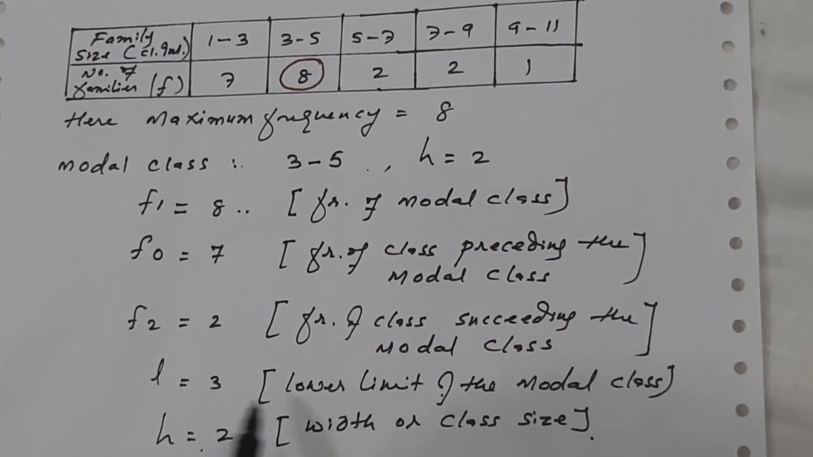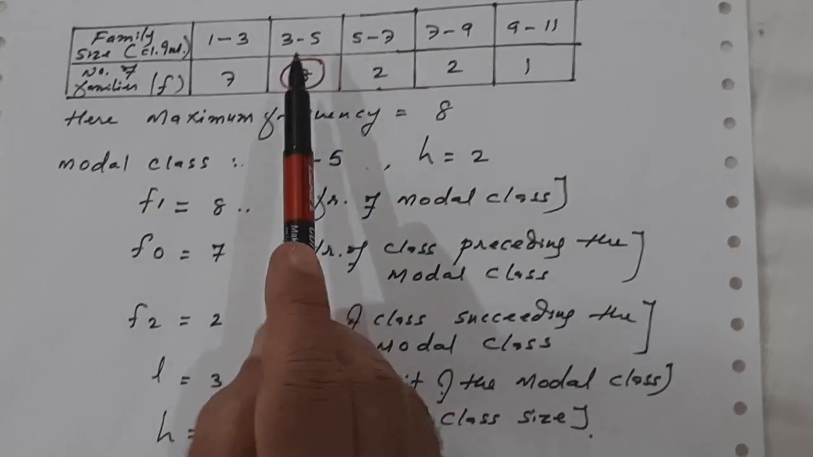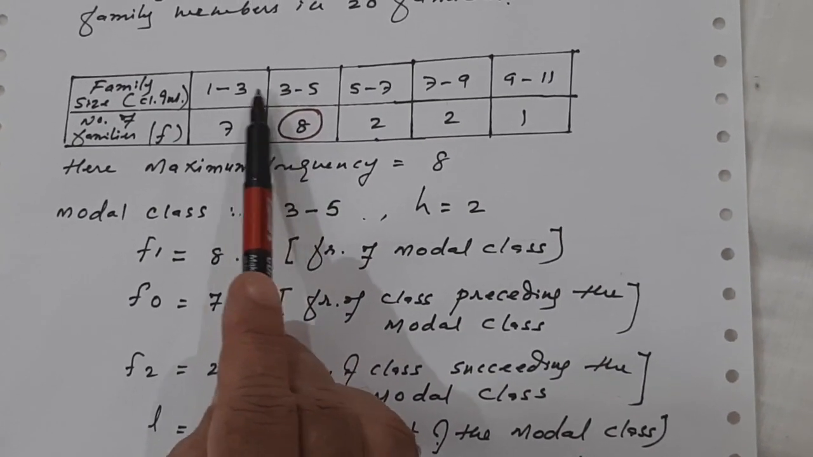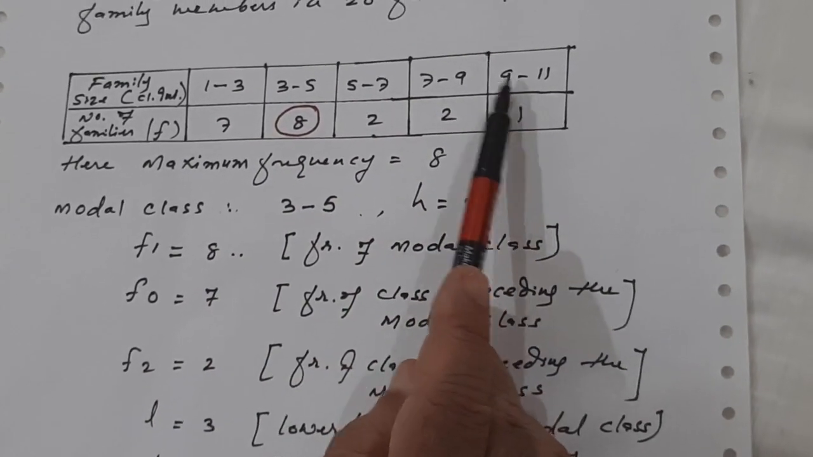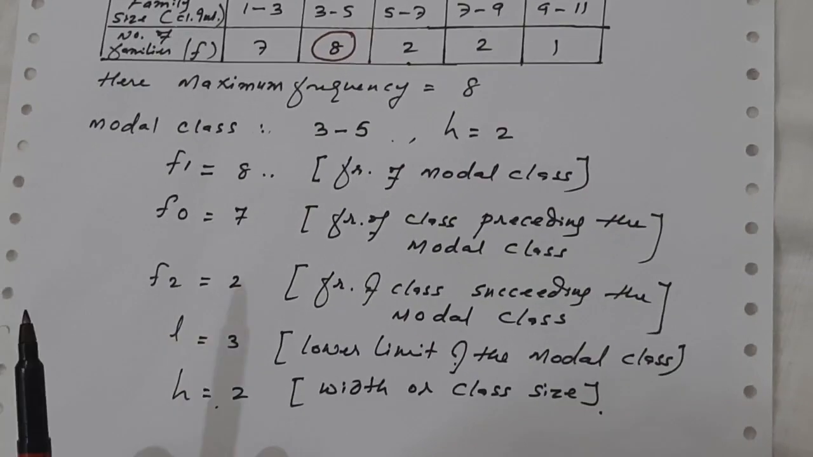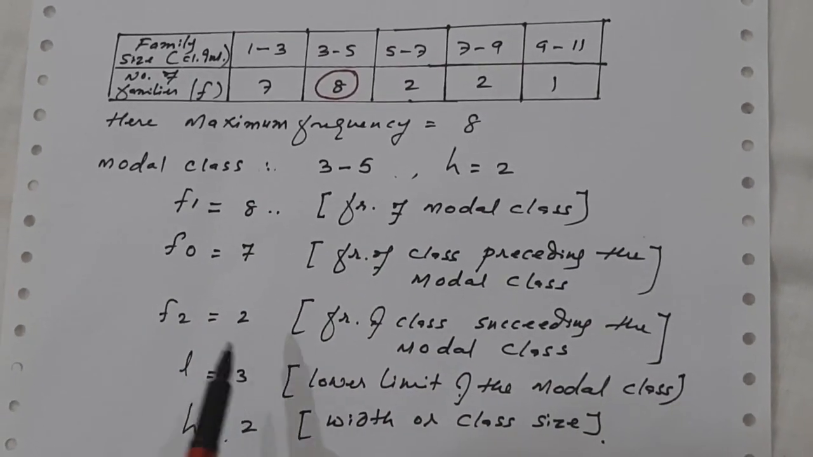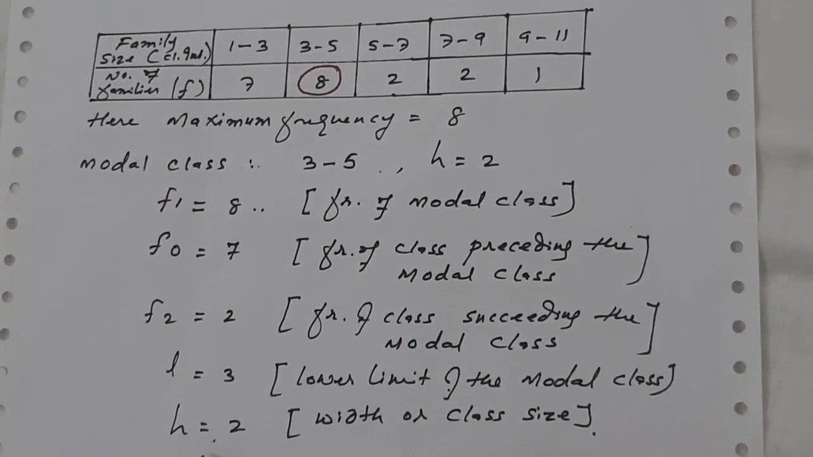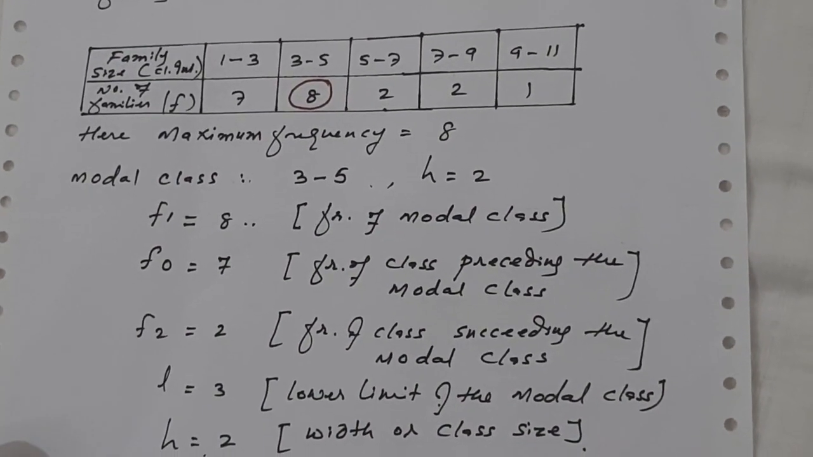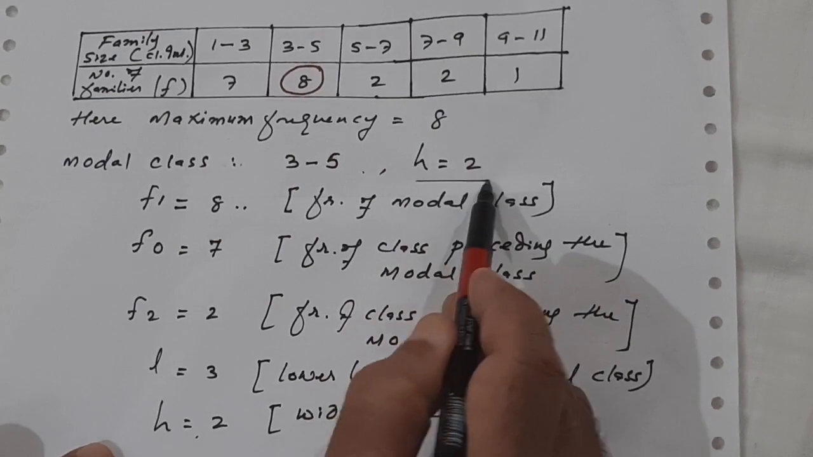L is the lower limit of the modal class. Remember one thing, these classes should be continuous. If these classes are not continuous, I will show you how to make these classes continuous in my next lecture. Now L is 3 here. And h is the class size, that is 2, the width of the class. Here also it is written.